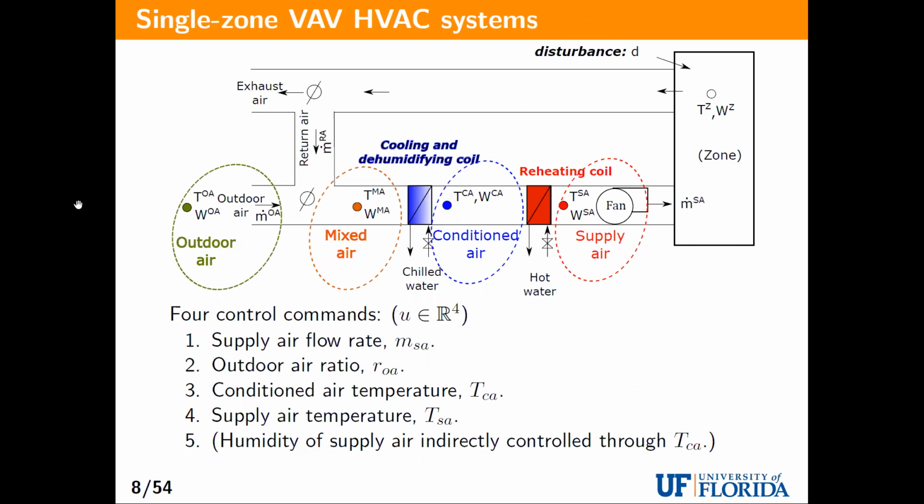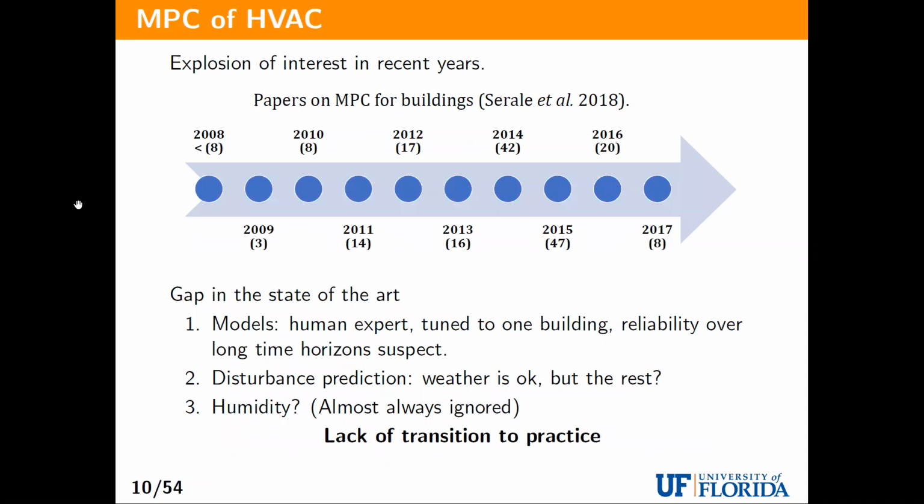I have to model the cooling coil, how these control commands affect the temperature and humidity of the air. And I also have to model this part. So after I choose all these control commands, including flow rates and temperatures of the air, how does it change the temperature and humidity of the zone? So these two sub-models I have to do.